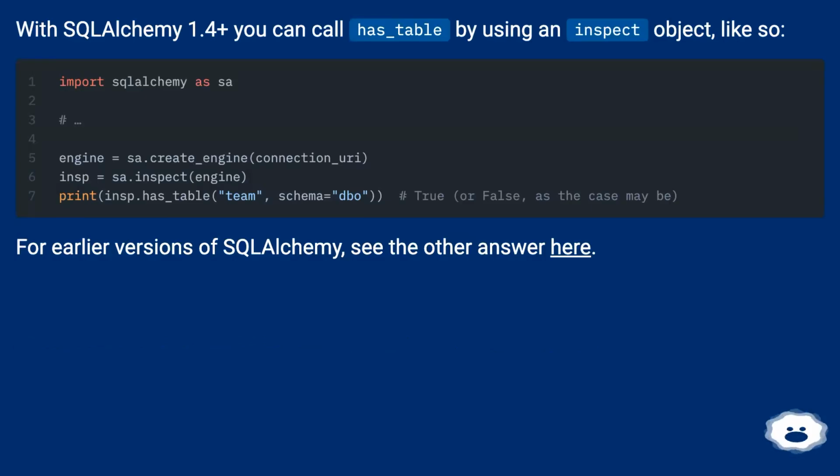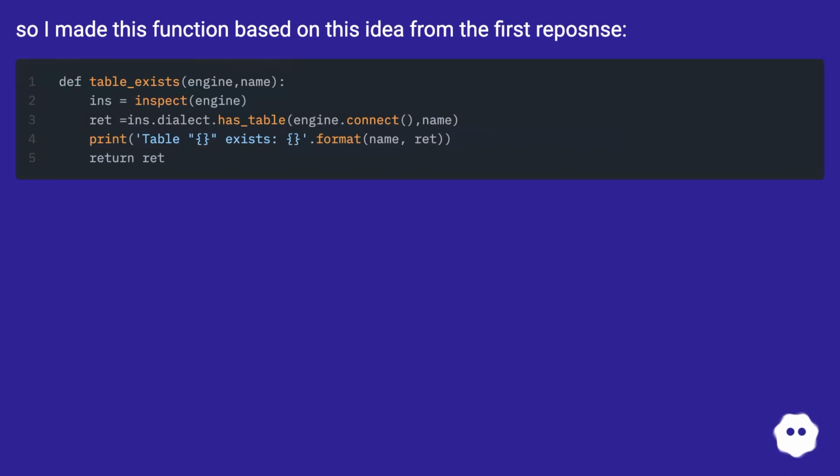With SQLAlchemy 1.4 plus, you can call has_table by using an inspect object, like so. For earlier versions of SQLAlchemy, see the other answer here. So I made this function based on this idea from the first repositories.